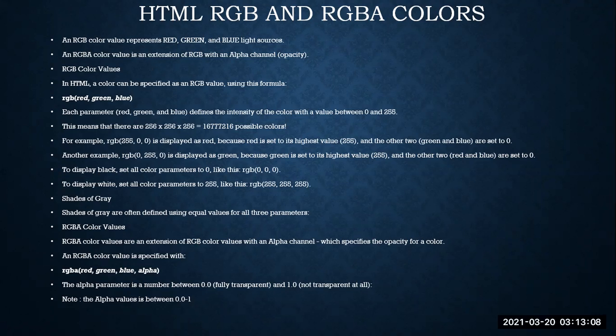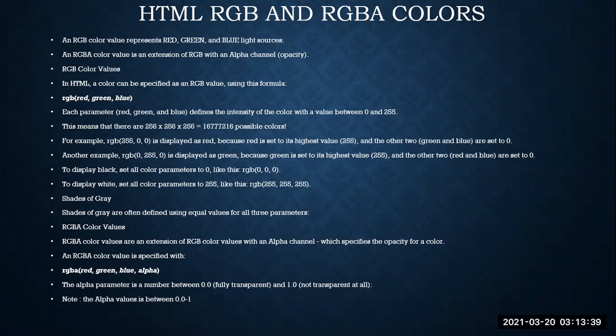And once you set everything to 255 at the maximum, everything goes into white. So if you're having 255 values of red, the maximum value for green, the maximum value for blue, it gives you white. If you're having 0 values for all of them, it gives you black. Now, let's say shade of gray. Shades of gray are often defined using equal values for all the 3 parameters.